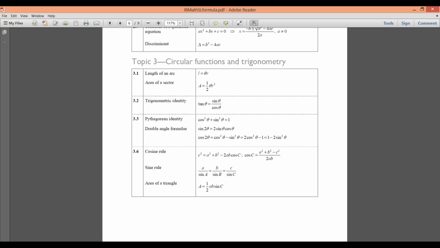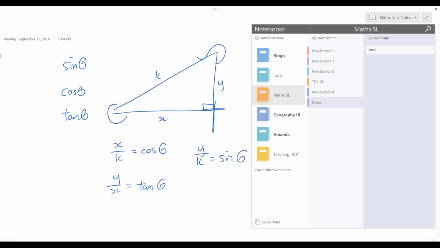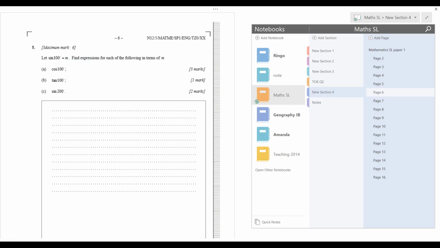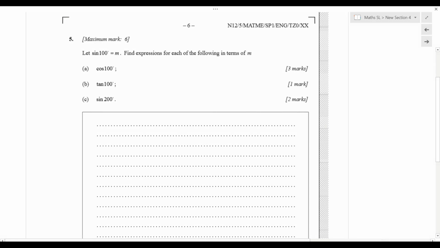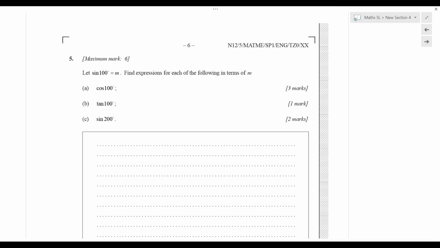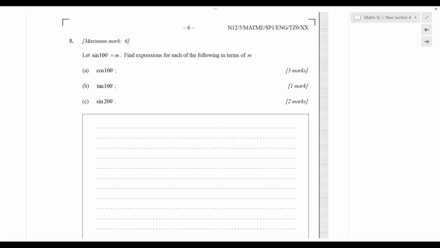Okay, so back to a question. Let's see how we do this. This question is from the November 2012 paper 1, and let's look at this. It says sine 100 equals m, and we have to find the expression for each of the following terms in terms of m. Looks hard, but it actually isn't. But it's tricky. So how do we do that?